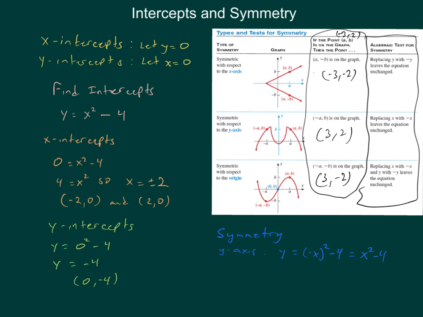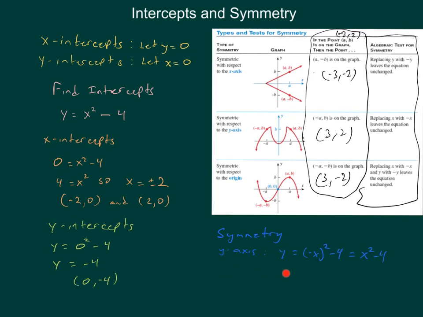Now, just to jump ahead, later on we're going to be dealing with functions. Functions are never going to be symmetric to the x-axis. The only types of symmetry of these three that you're going to have to worry about with functions are symmetry to the y-axis and the origin. And that's something we will be discussing shortly when we get into chapter 1.